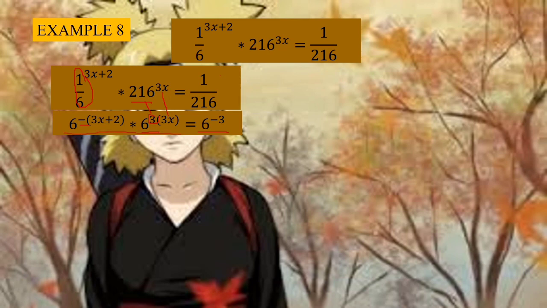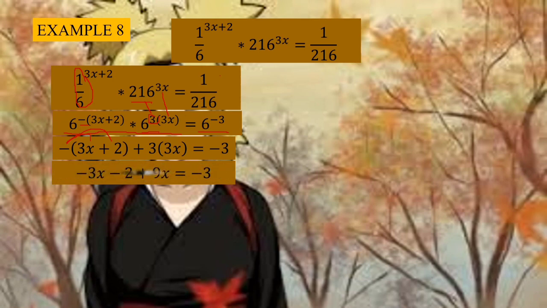Ko-combine natin. So, magiging negative 3x plus 2 plus 3 times 3x is equal to negative 3. So, negative 3x, negative times 3x is negative 3x. And negative times positive 2 is negative 2. So, dito, 3 times 3x is 9x. So, magiging ganito siya.